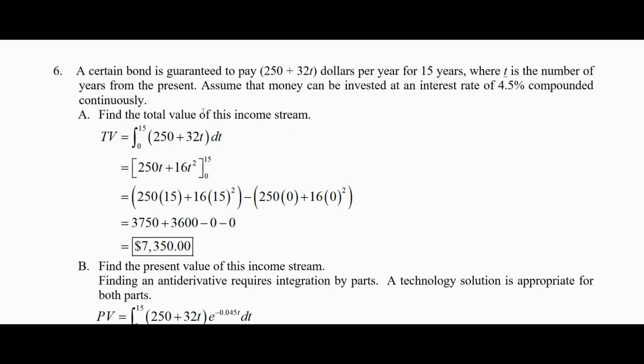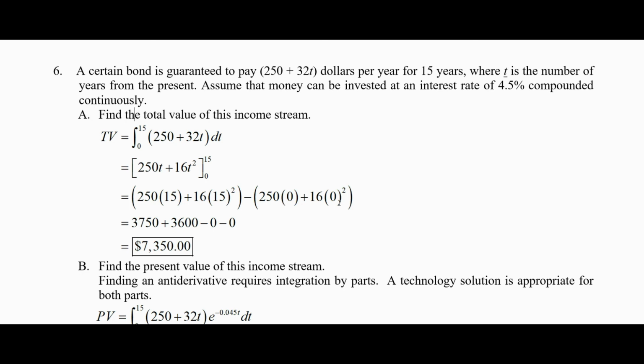So if we just see how much money is going to actually come in, what we're doing is integrating that function from 0 to 15 times dt. So for some small time increment, this would approximate the income over a short period of time. Add those up, take a limit, we've got an integral. Okay, so that's 250t plus 16t squared for our antiderivative. Evaluate from 0 to 15.